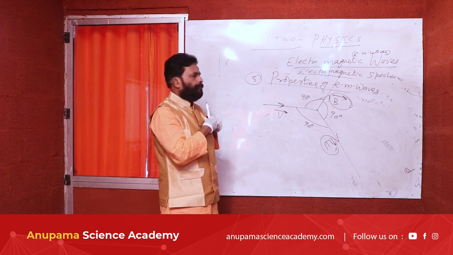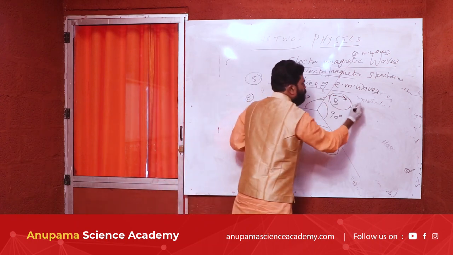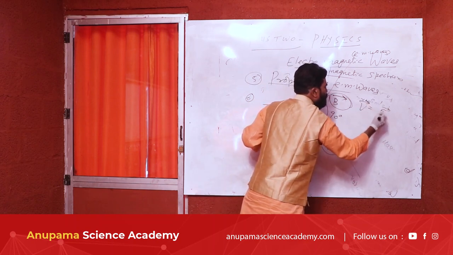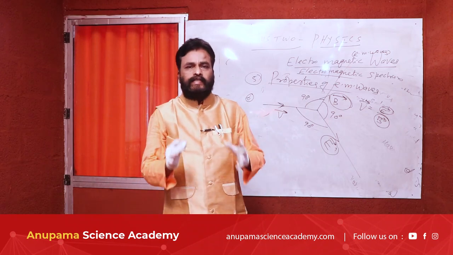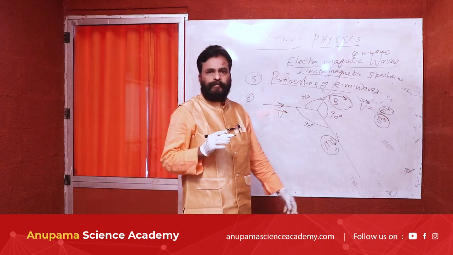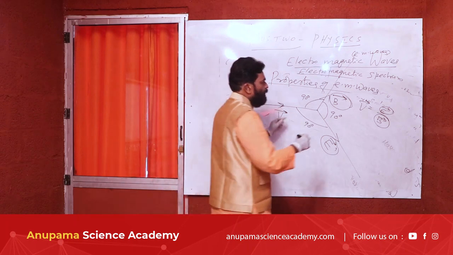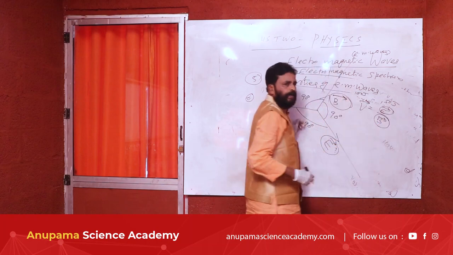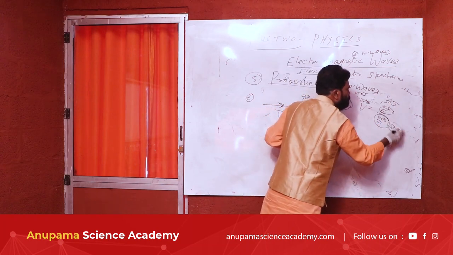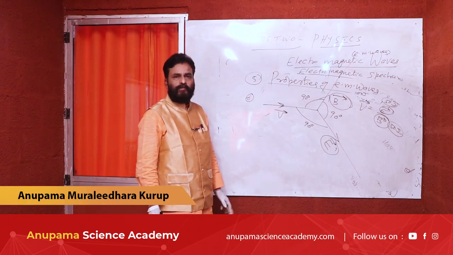The sixth property: the energy of the electric field and the energy of the magnetic field in an EM wave are equally distributed. Consider an EM wave with 100 joule energy, then the energy of the electric field is 50 joule, and the energy of the magnetic field is also 50 joule. We will study this in magnetism in detail, and this equation will also be derived in magnetism, with velocity selector, etc.